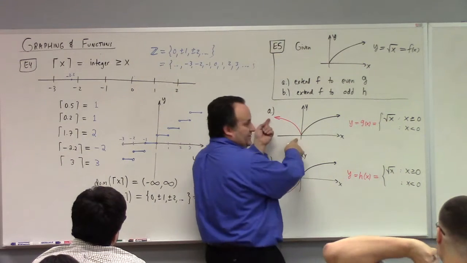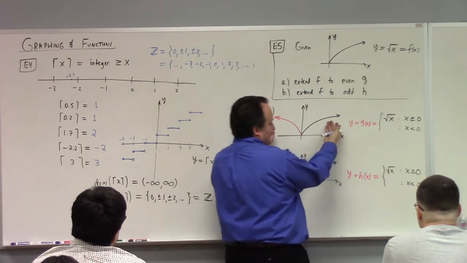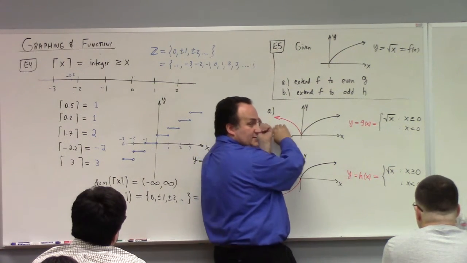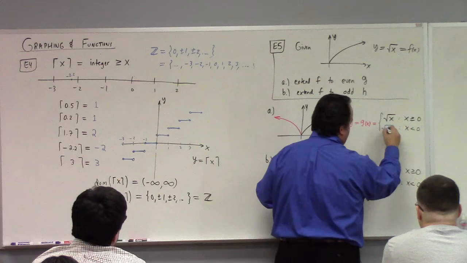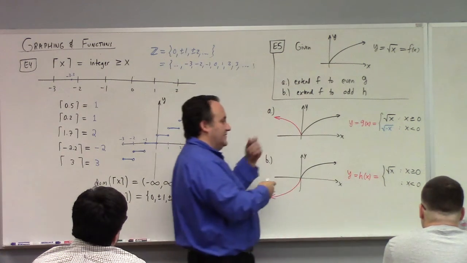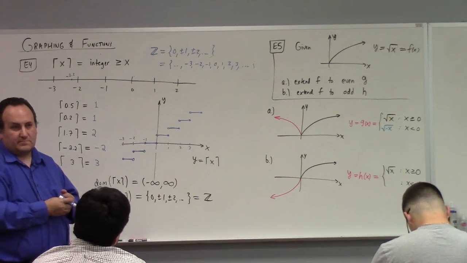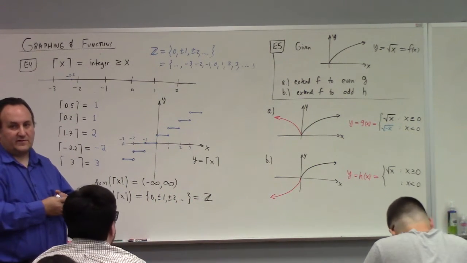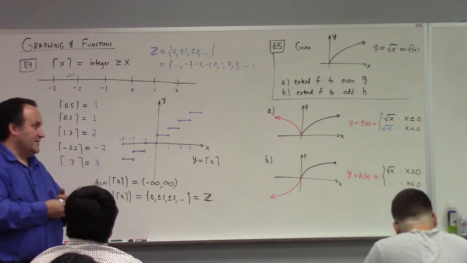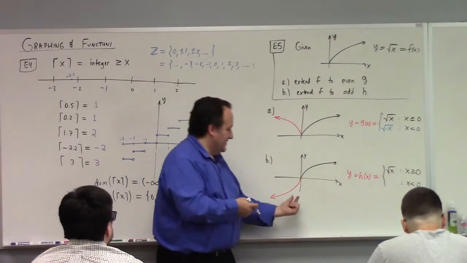What is this here, though? This is exactly the reflection of that across the y-axis, right? That is the square root of minus x. So we want square root of minus x. And that'll do it. That's how we extend. That's an even function, which agrees with the square root on the positive numbers and extends to make it even, right?